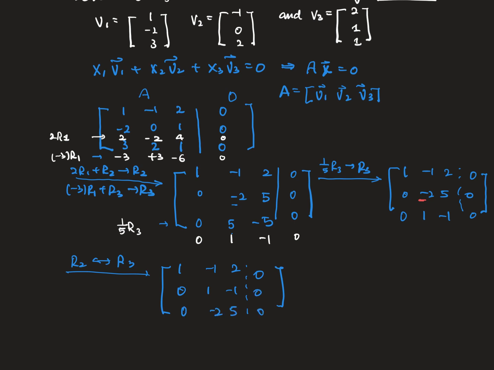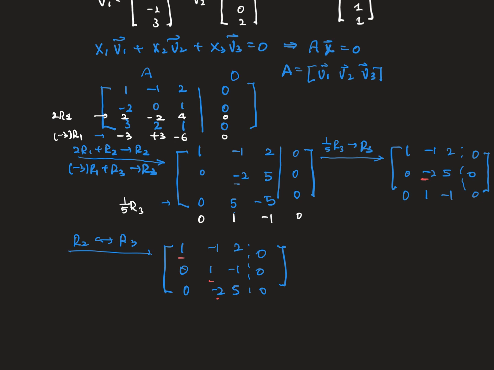So we have two pivots: here is the first pivot and here is the second row pivot. This entry should be 0, so you need 2R2, which is 0, 2, negative 2, 0. Does it make sense? The operation is 2R2 plus R3 goes to R3. So you have the new matrix: 1, negative 1, 2, 0; 0, 1, negative 1, 0; 0, 0, 3, 0.